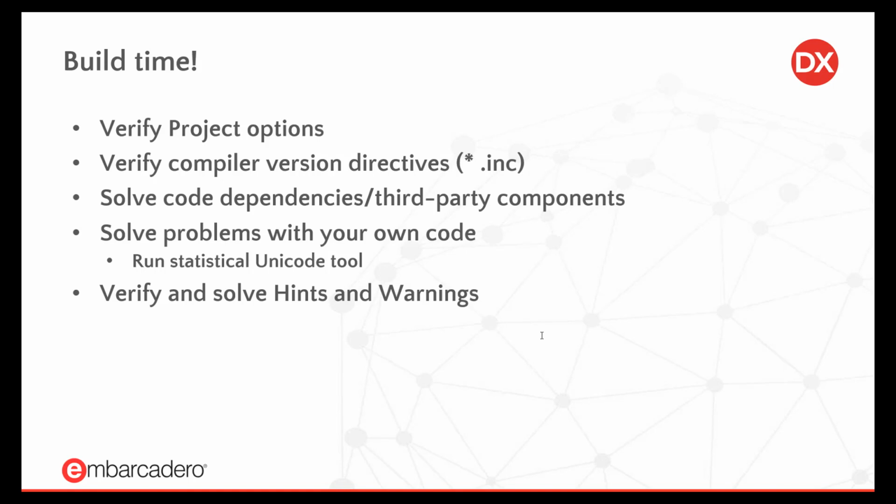After we check project options and compiler version directives, we are going to need to solve code dependencies for third-party components. We have been talking a lot about this, so make sure that once you actually migrate and you're building the latest version, in this case the latest version is Rio, that you have all of your third-party components via source, via evaluation, or you purchase the latest version.